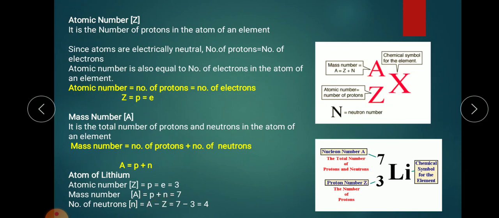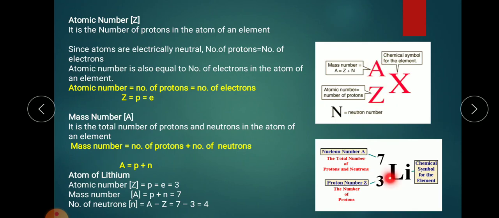Say for example, this is the representation of an element. This X is the chemical symbol of the element. The atomic number is written below, and the mass number is written above. Remember that atomic number is Z and mass number is A.